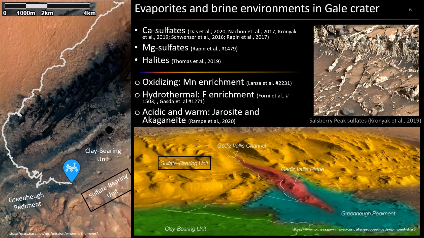Curiosity has frequently observed calcium sulfates in forms of veins and cements. An example of calcium sulfate veins can be seen in the image of the target area Salisbury Peak on the right side. Curiosity has also observed magnesium sulfates. William Rapin will be talking about these observations in the Curiosity mission results session, and the abstract number is 1479. Curiosity has also observed halites, and these observations are summarized by Thomas et al. in 2019.